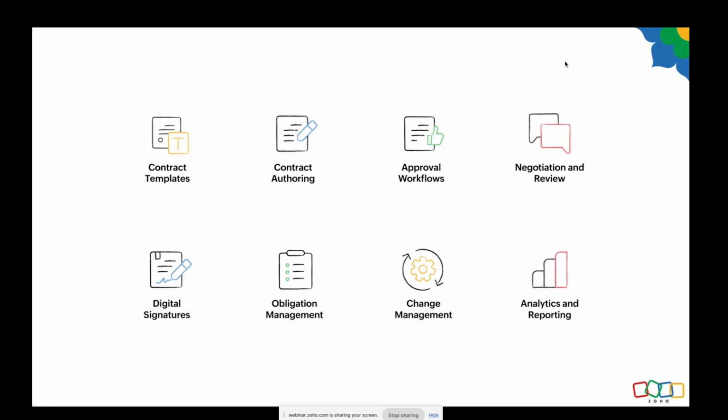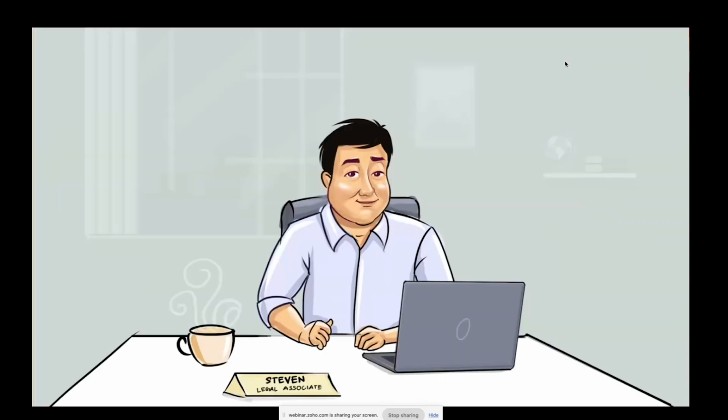Before showing the user interface of Zoho Contracts, I would like to introduce a character here. His name is Steven. He's a legal associate. As you can see, he's very happy. He has Zoho Contracts in his system and he's going to use it for his contract management needs. So he's all happy. He's having a cup of coffee. It's a beautiful day for him. So what are the things that he's going to manage is what I'm getting at right now.